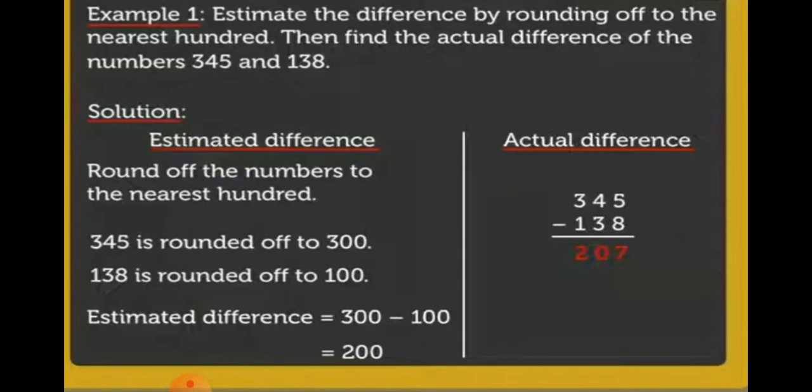Estimate the difference by rounding off to the nearest 100. Then find the actual difference of the numbers 345 and 138. Okay, so this is an example of a question where you have to estimate to the nearest 100. So let us see how to find the estimated difference.